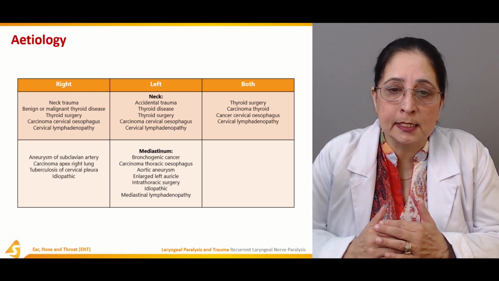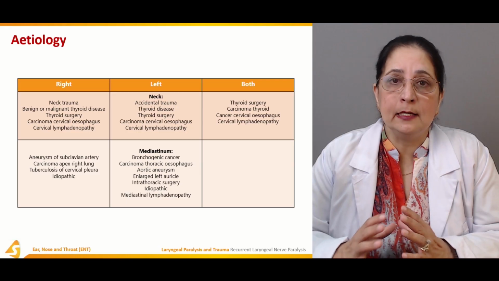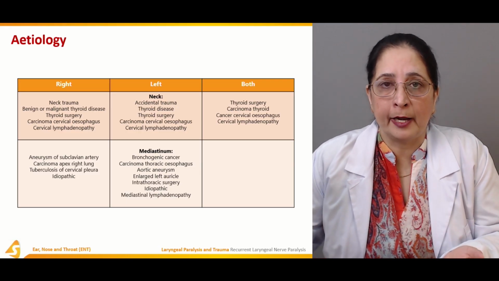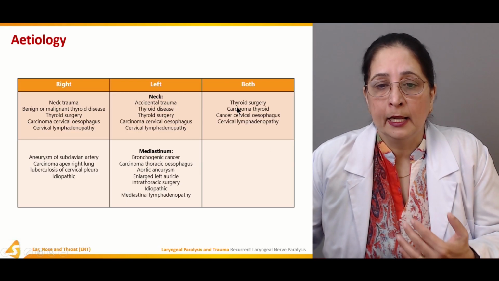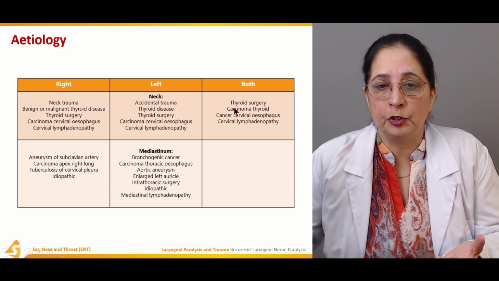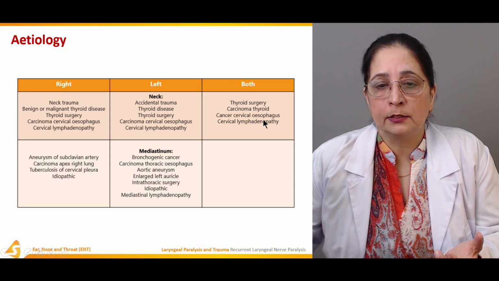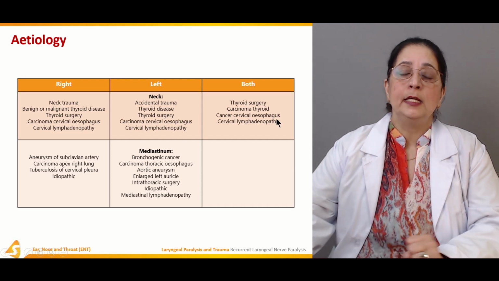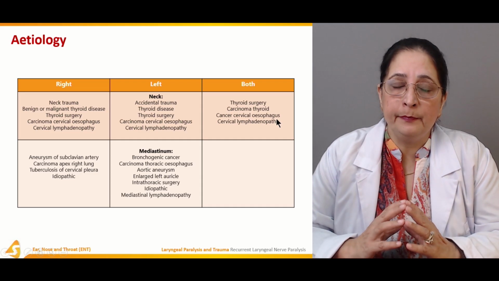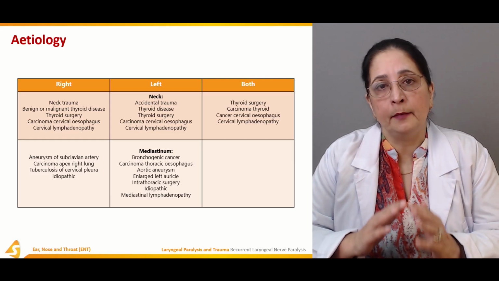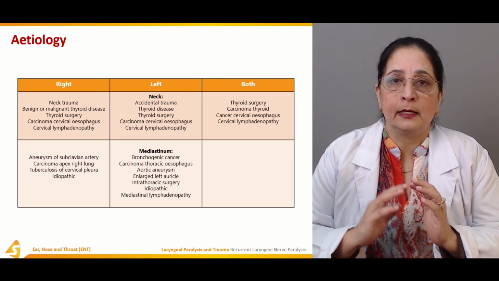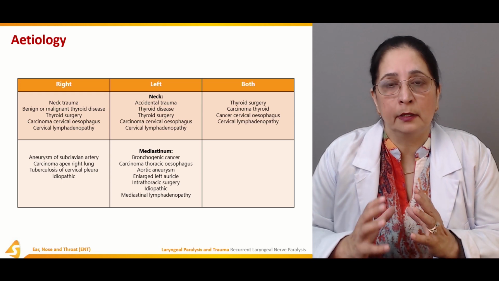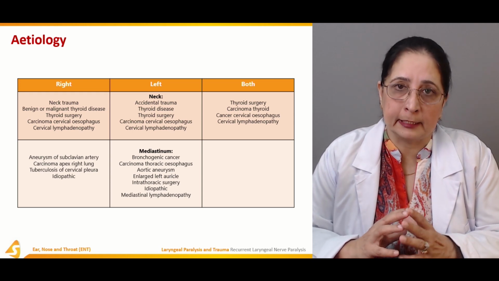If both right and left nerve branches are affected, it is due to thyroid surgery, carcinoma of the thyroid, cancer of the cervical esophagus, and cervical lymphadenopathy. So these are the causes. Mainly in the neck, the causes are the same, and mainly in the neck both the right and left sides can be affected.